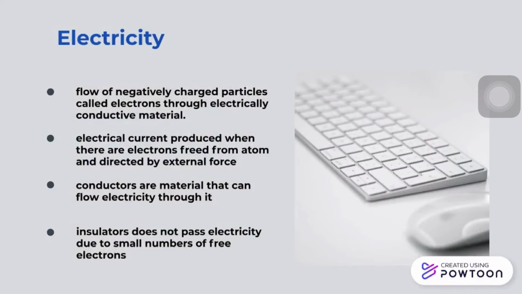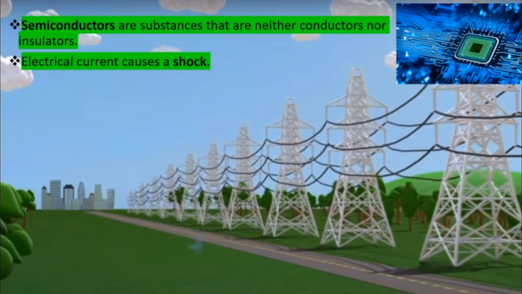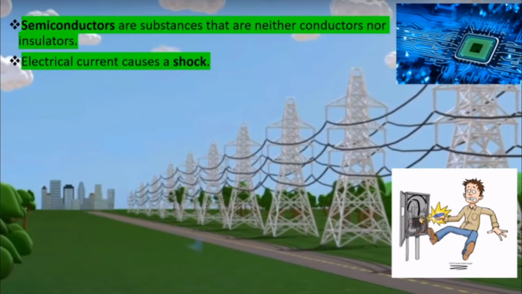Electricity is a flow of negatively charged particles called electrons through electrically conductive material called conductors. Substances that are neither conductors nor insulators can be called semiconductors. Electrical current passing through the human body causes a shock. The quantity and path of this current determines the level of damage to the body.